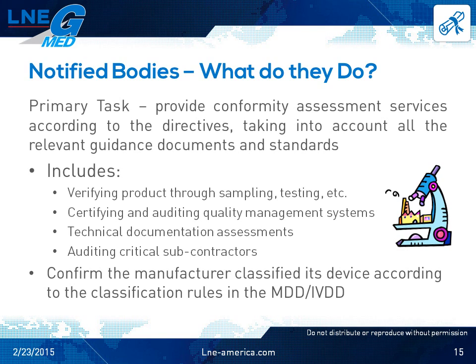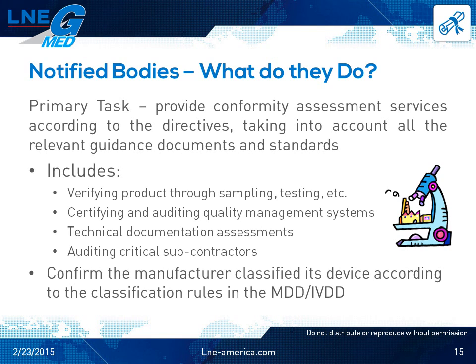Now that you know what notified bodies are, let's talk about what they do. A notified body's primary task is to provide conformity assessment services according to the directives, taking into account all the relevant guidance documents and standards. This means that in order to perform the conformity assessment services, notified bodies do a whole lot of other activities than just showing up at a manufacturer's facility to see what's up.